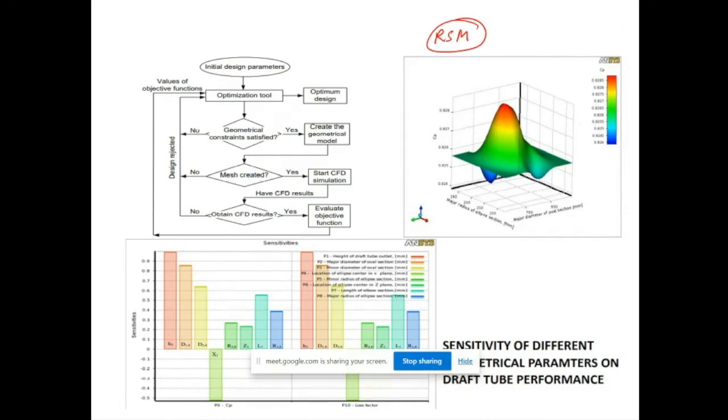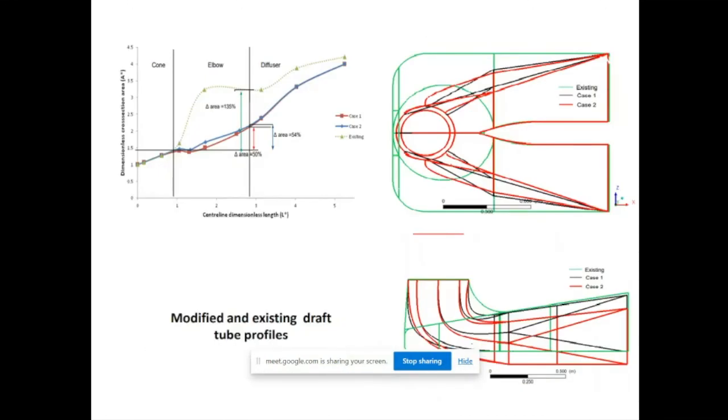So we basically vary those parameters, and we found the best possible profile. Here you can see this green one is the existing one, and the red one is the case where we have allowed more draft tube height. This is the setting height somewhere here. In that case, we allow 10% more height of the draft tube. The black one is more streamlined, using the same draft tube height as the existing one.